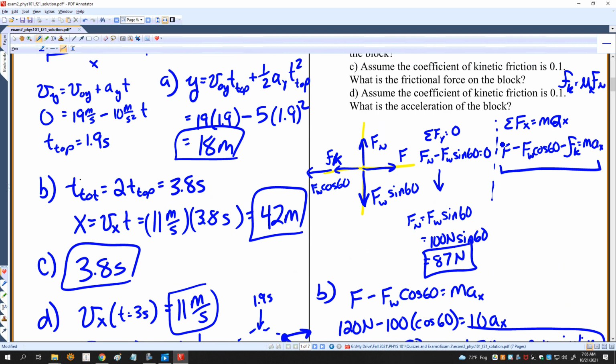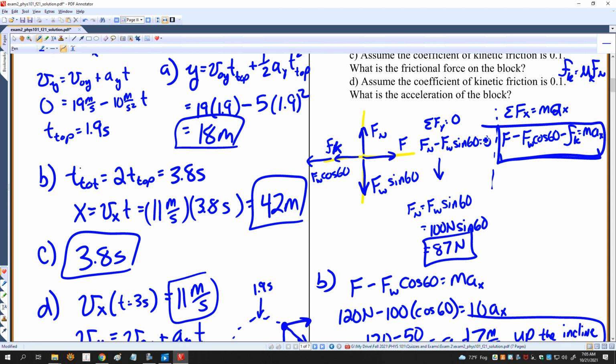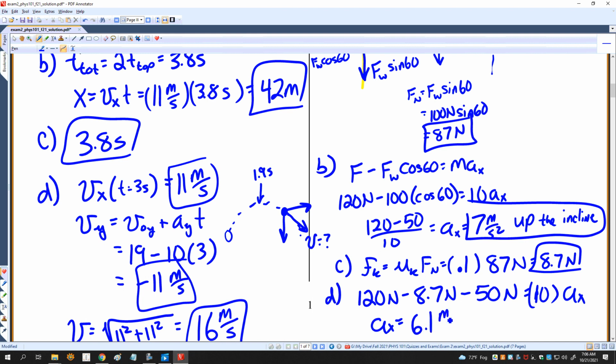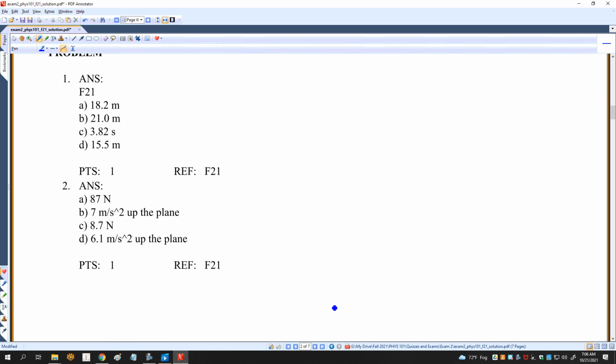And then finally for part D, I want to know what is the acceleration. So if I do have this frictional force, I'm going to sum the forces in the x, so that's F, which is 120 newtons, minus the Fk, which is 8.7 newtons, minus that 50 newtons, which was my Fw cosine 60. That's equal to 10 kilograms times ax. And I can solve that for ax, and I find that it's equal to 6.1 meters per second squared, and that's up the inclined plane because it's positive. All right, that's part D. Now, there's the answers there.